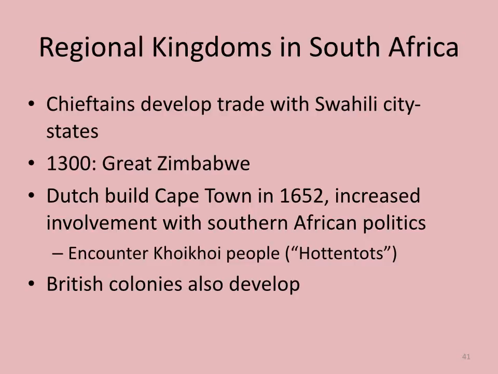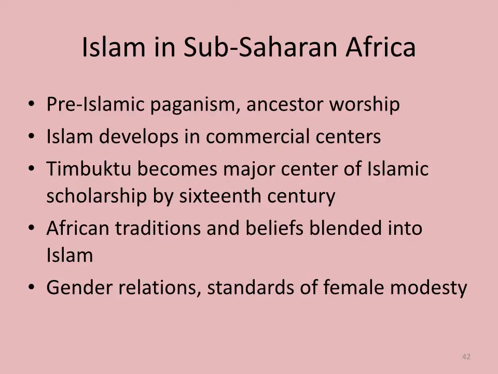Now, Islam in South America and Sub-Saharan Africa is going to also increase. With the pre-Islamic paganism and ancestor worship, Islam is going to pull in there with all the shamanism. Now, Islam is going to develop in commercial centers first because obviously the major traders of this time and throughout the world are going to be Muslims. Now, Timbuktu becomes the major center of Islamic scholarship by the 16th century. It is the place to be in Africa for education, for enlightenment, for Islam, the whole thing.